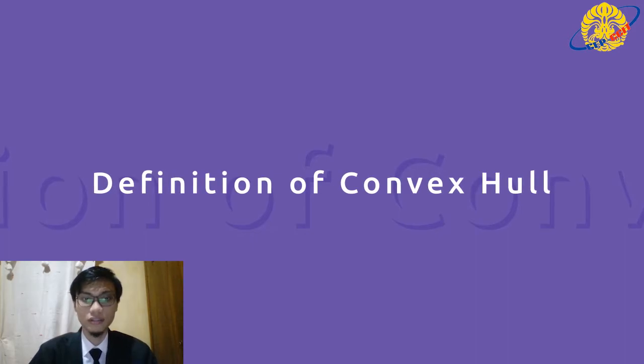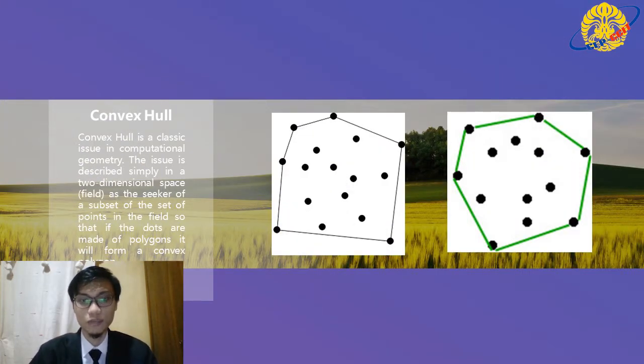Definition of convex hull. Convex hull is a classic problem in computational geometry. The problem is simply described in a two-dimensional space as seeking a subset of the set of points in the field, so that if the dots are made into a polygon, it will form a convex polygon. And we can say the polygon is convex if, when depicted as lines linking between points, there is no line that cuts out the outline, that is, the outer boundary of the polygon.